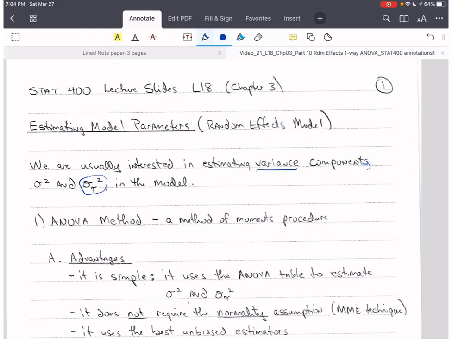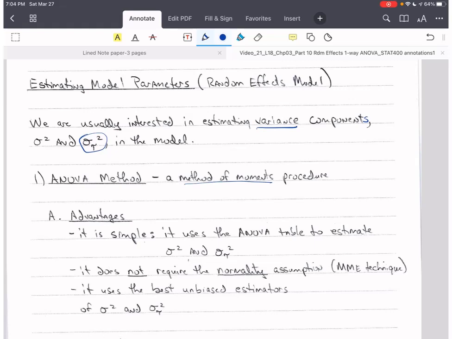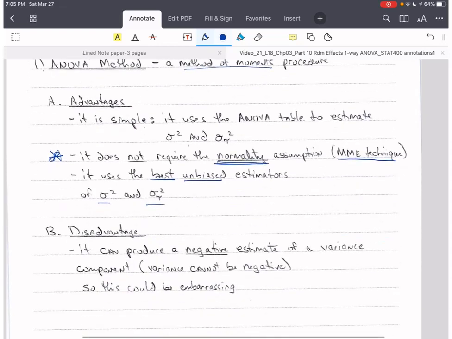So we're going to talk about the ANOVA method, which is a method of moments procedure for estimating parameters. It has some advantages and some disadvantages. The advantage is that it is simple. It uses the ANOVA table to estimate sigma squared and sigma tau squared. It does not require normality, which is very advantageous, and it doesn't require normality because it is a method of moments estimation technique. It uses the best unbiased estimators for sigma squared and sigma tau squared. So that's the good news.